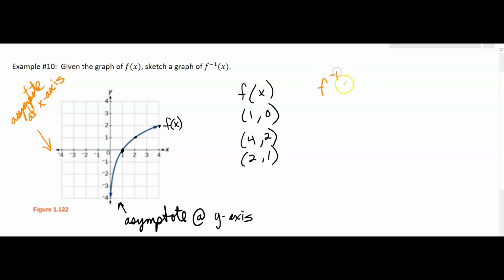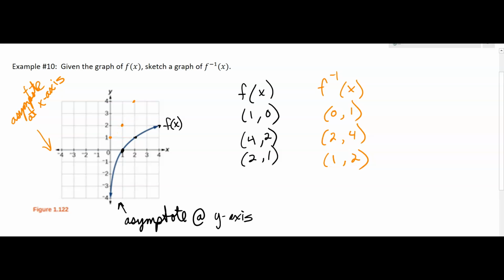Now, what's going to happen for the inverse? Well, it's the switch, right? So the x's become y's and the y's become x's. So now we have the points 0, 1, 2, 4, and 1, 2. I think this is the easiest way to do it, but you might have other ways. So I'm graphing these points now. 2, 4, and 1, 2. There it is.